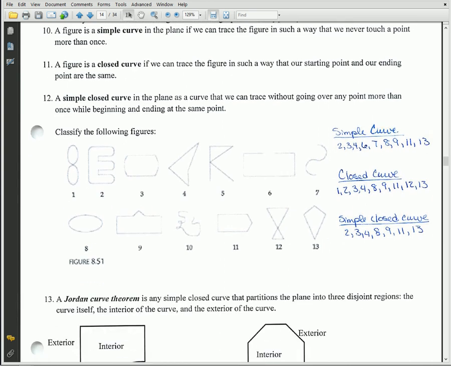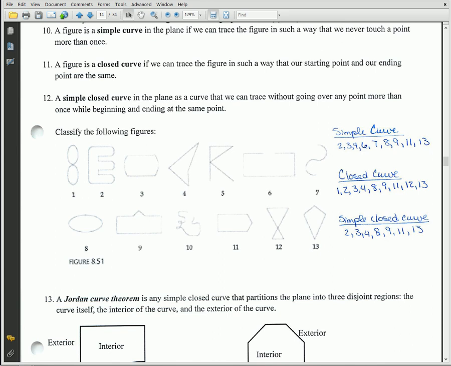So if I'm looking down at these figures 1 through 13, number 1 is not a simple closed curve because it crosses itself. Whereas number 2 is a simple closed curve because we never touch a point more than once. Closed means that if you trace it, then you start and stop at the same point. So number 1 is actually a closed curve, it's just not simple. Number 2 is a closed curve, and it is simple.